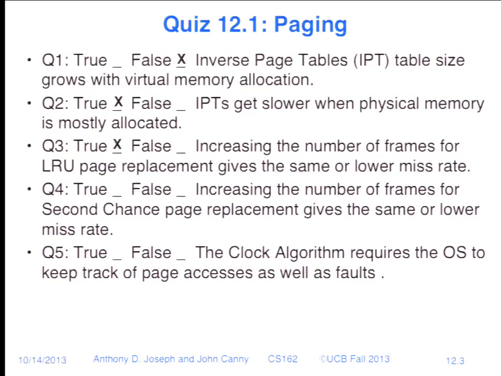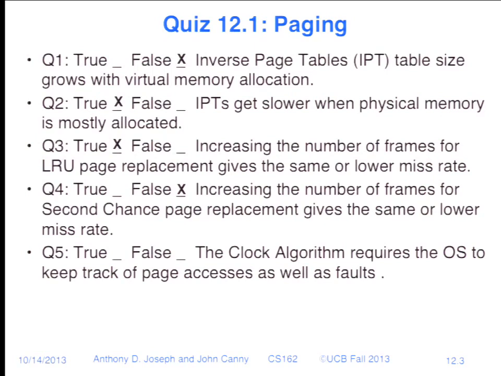All right. What about the same question for second chance? So second chance, which is an approximation for LRU. Does increasing the number of frames for second chance necessarily give the same or lower miss rate? No. Okay, good. So that one, although it's trying to be an approximation, it doesn't have that property. It has Belady's anomaly.